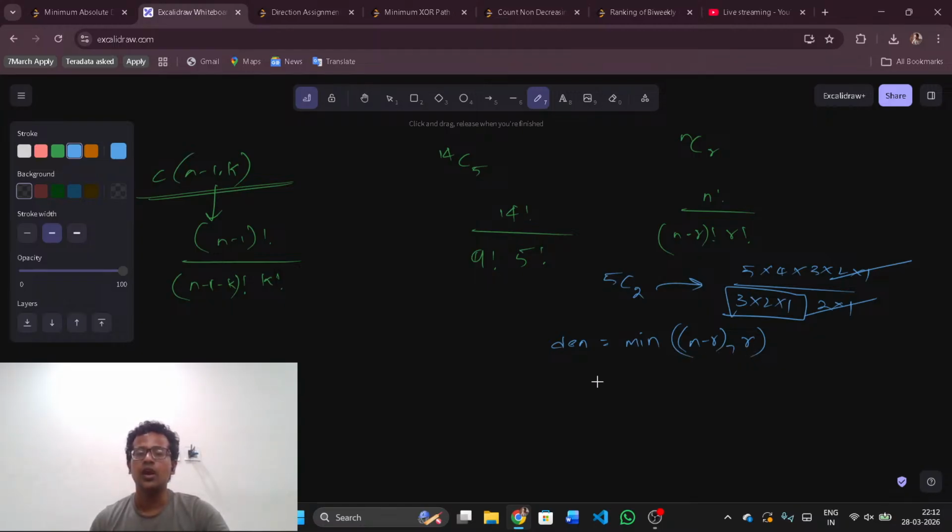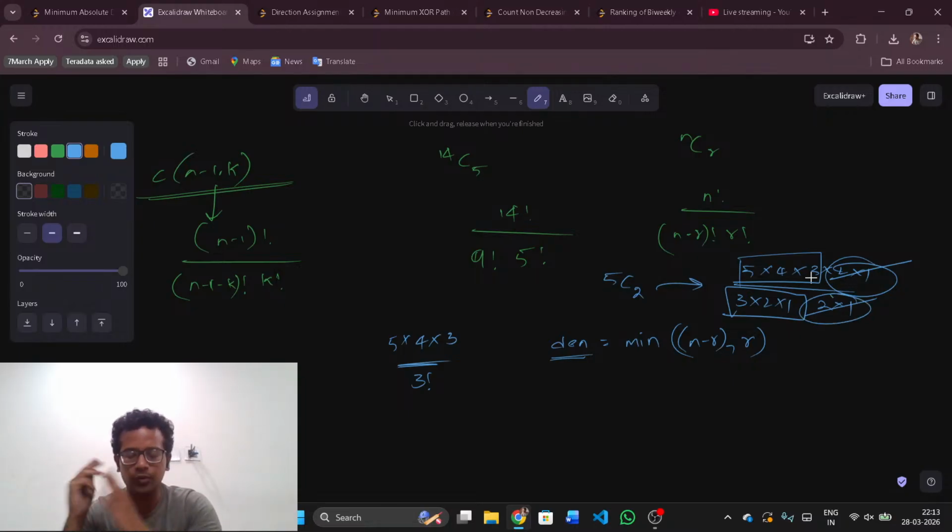That's it. Now I need to calculate the denominator factorial, nothing but 3 factorial. I have 5, but I don't calculate 5 into 4 into 3 into 2 into 1. I'll calculate only till the denominator, nothing but 3. I'll just calculate 5 into 4 into 3. Why? Because I'm just removing 2 into 1, the minimum one. Now, how can I get 5, 4, and 3?